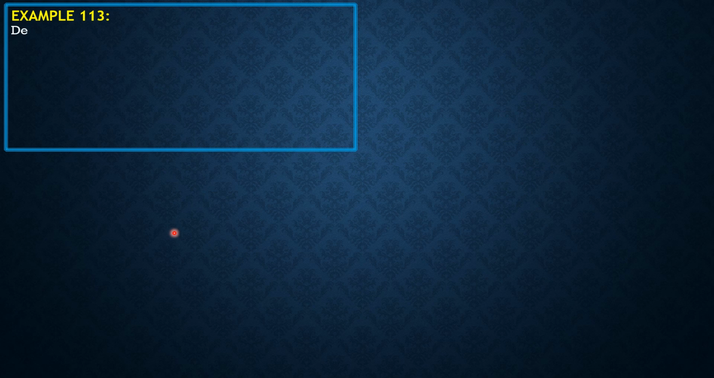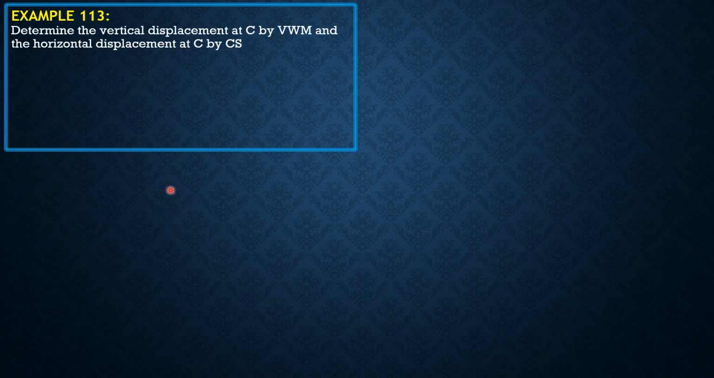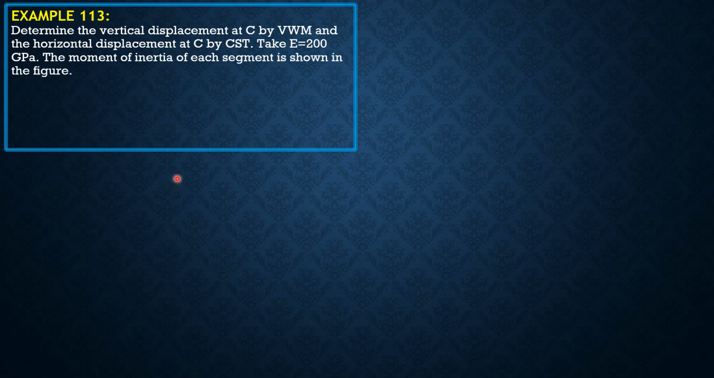So here is an example of energy method, deflection of frames. Determine the vertical displacement at C by virtual work method and horizontal displacement at C by Castigliano's second theorem. Take E as 200 gigapascals. The moment of inertia of each segment is shown in the figure.